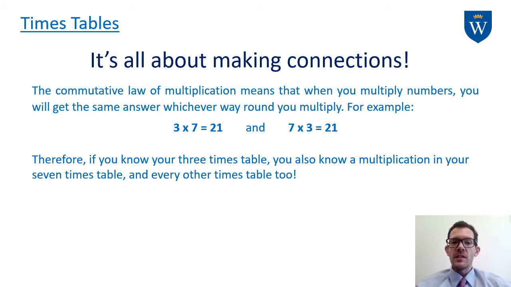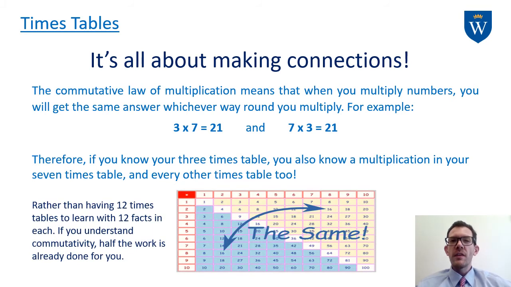Now we can use this to realize that, well, if we know our 3 times table, then we also know a multiplication in the 7 times table and in all the other times tables. For instance, if I know 3 times 8, then I know 8 times 3. If I know 3 times 7, or 3 times 9, or 3 times 11, or 3 times 12, I know 12 times 3. I know 11 times 3. I know 9 times 3. So rather than having 12 different times tables to learn with 12 facts in each, if we understand what commutativity means, then half the work is already done for us.